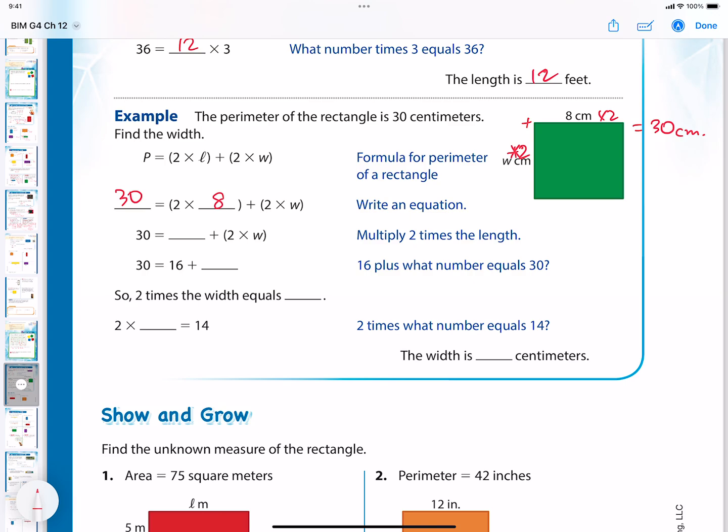So now let's go ahead. 2 times 8 is 16, we know. And 2 times an unknown number has to be 14. How? Because 16 plus 14 has to be 30. Makes sense? Now, 14 is here. So 2 times the width equals 14, which means 7. 2 times 7 is 14. So the width is 7. Okay, the width is not 14, but 7.